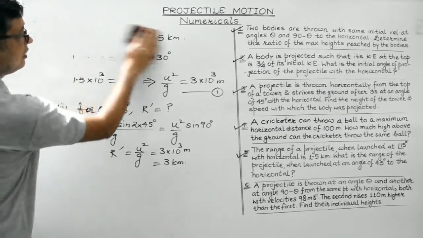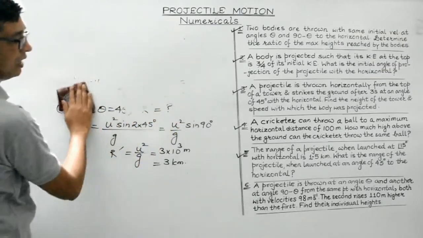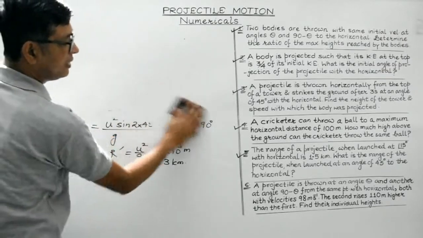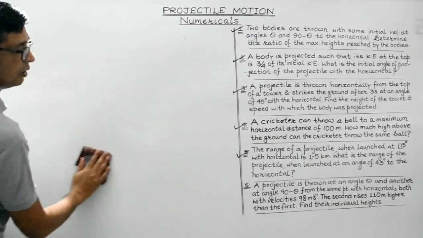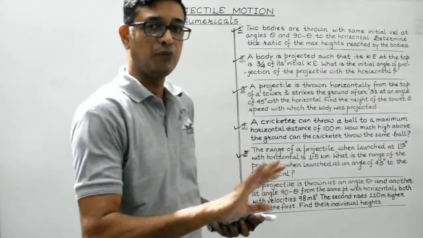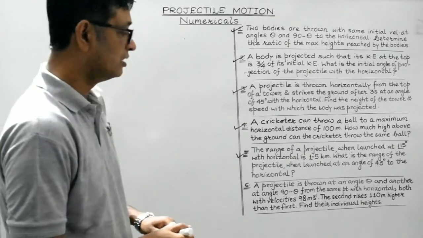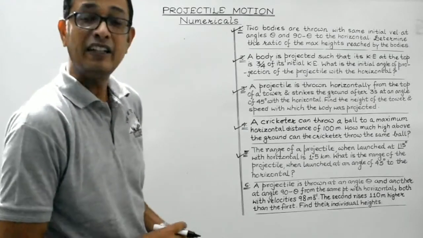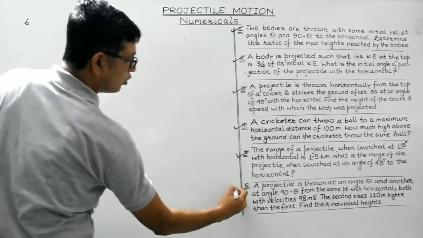A projectile is thrown at an angle theta and another at an angle 90 minus theta from the same point with the horizontal, both with velocities of 98 meter per second. The velocity of projection in both the cases is same. The second rises 110 meter higher than the first. Find their individual heights. So this is an important question.